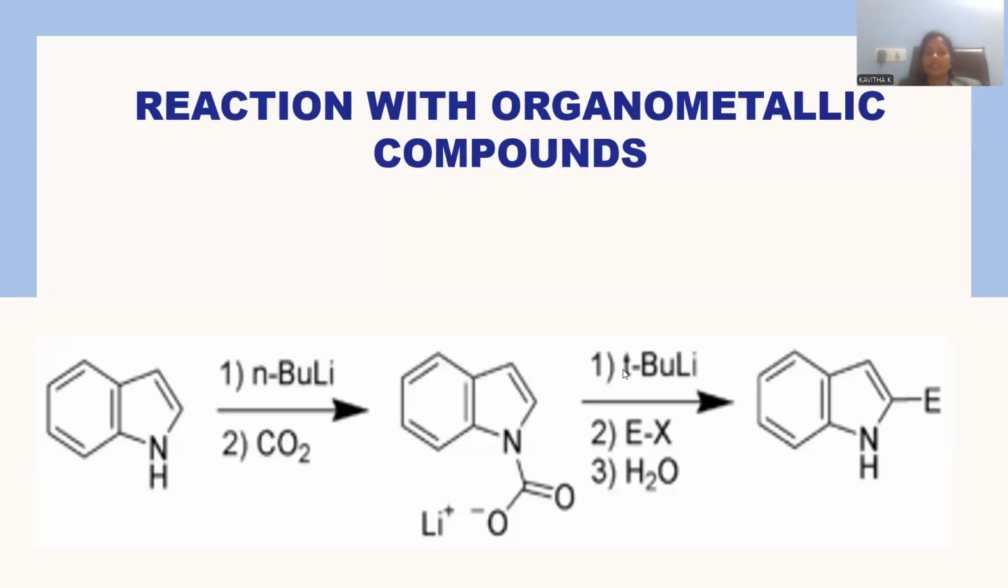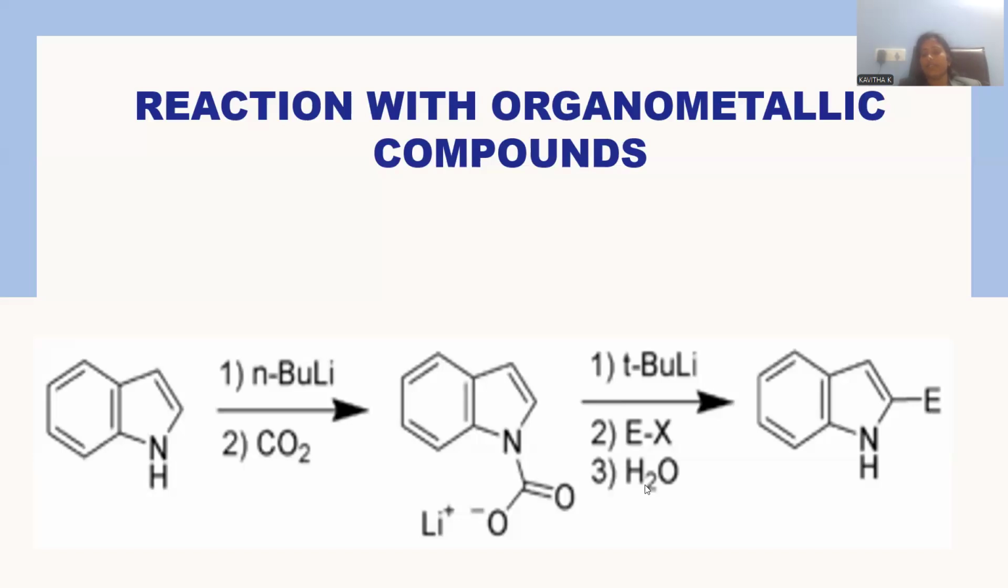Later, this tertiary butyl lithium is to be worked over there. Tertiary butyl lithium is used to pull the hydrogen from the second carbon atom, because nitrogen is already protected, and that is able to generate the carbanion over there. The carbanion effectively goes for the electrophilic substitution over there, giving rise to the electrophilic substitution.